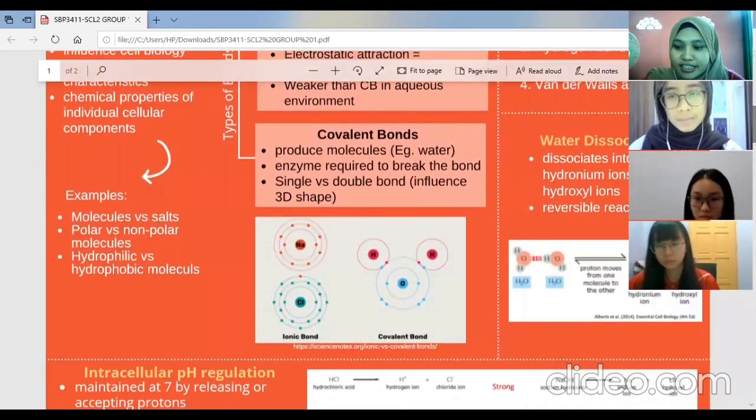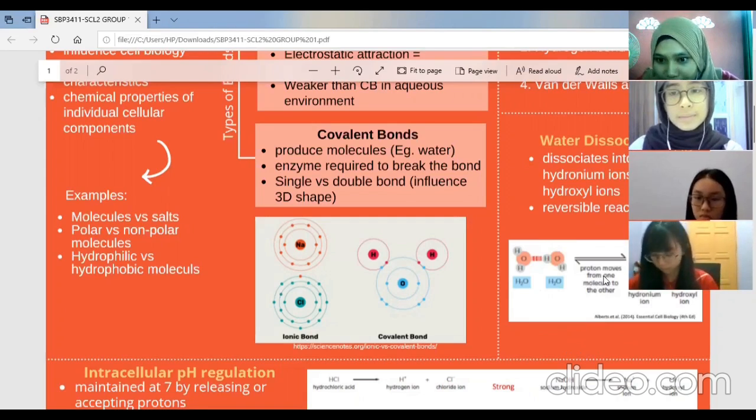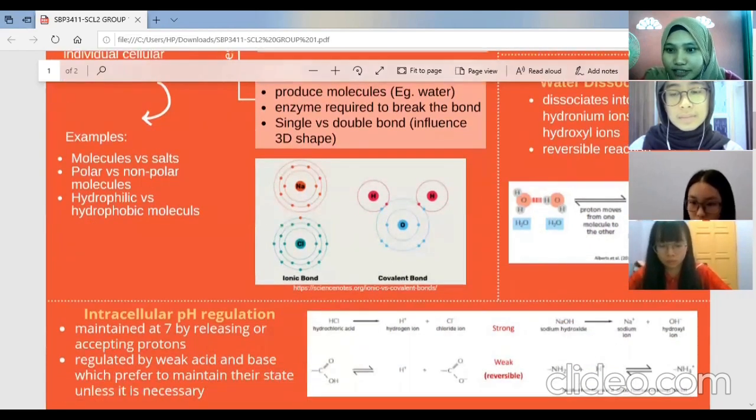So next, water dissociation. Water molecules dissociate into hydronium ions and hydroxide ions. As you can see in the figure here, this is due to the movement of a proton from one molecule to another. This process is also a reversible reaction.